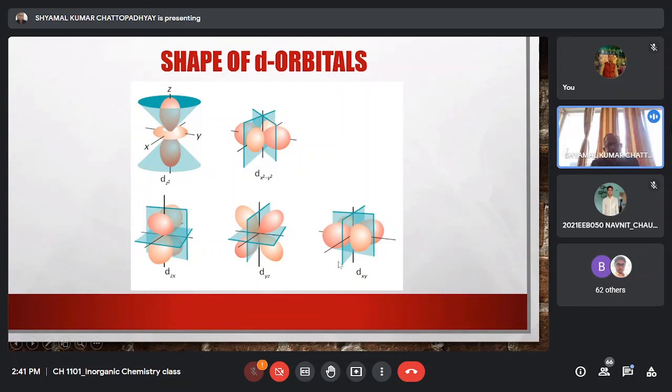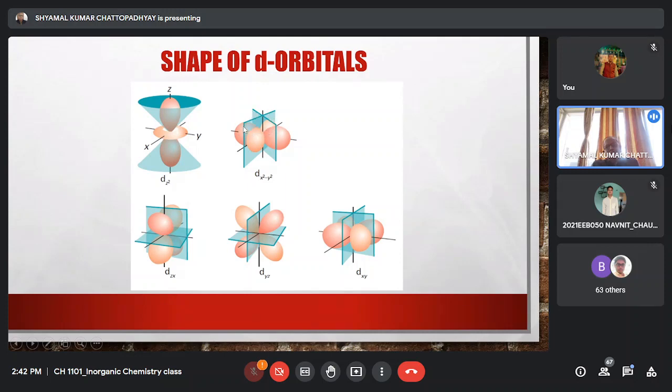So these 3 d orbitals have got 4 lobes. These lobes are situated in between the 2 Cartesian axes, either xy or yz or xz, and each of them contains 2 nodal planes. dx square minus y square is very similar to dxy, except for the fact that whereas in dxy the 4 lobes are situated in between the x and y axes at 45 degrees, here the lobes are actually oriented along the x and y axes, right? And so there are again 2 nodal planes.